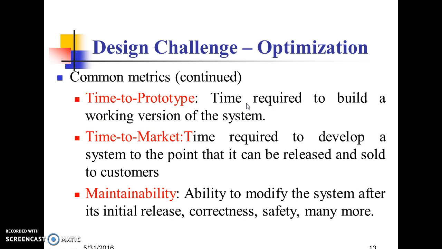Time to prototype: time required to build a working version of the system. Time to market: time required to develop a system to the point that it can be released and sold to the customers. Maintainability: ability to modify the system after its initial release, correctness, safety, and many more.